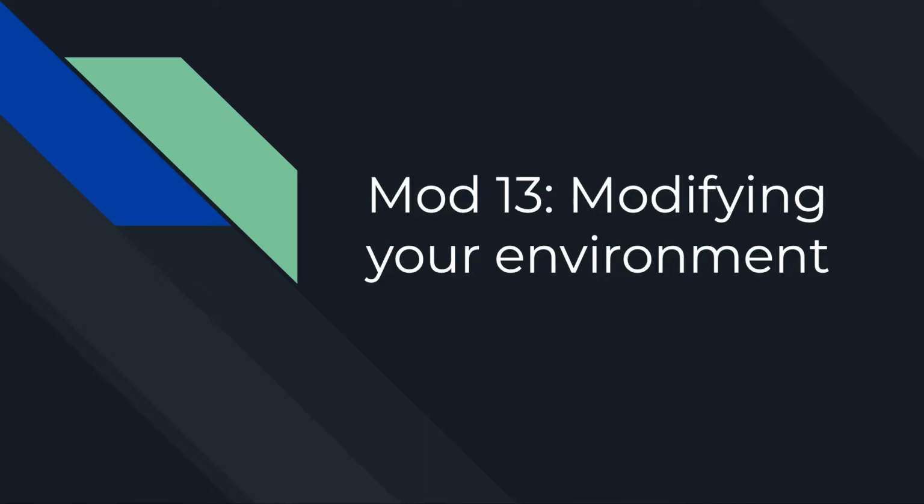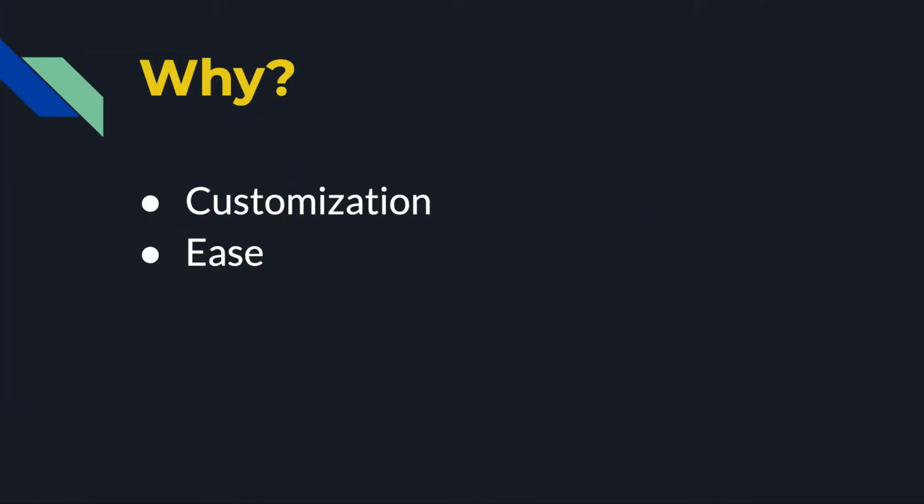We're going to look at how to modify our environment in Linux, in particular the shell environment, the terminal environment that we're using. Why would you ever want to do this? Well, customization. You can customize things to make it the way you want. If you like pretty colors on the terminal, you can make pretty colors. If you like aliases, which we'll talk about, you can make aliases. So it makes things easier.